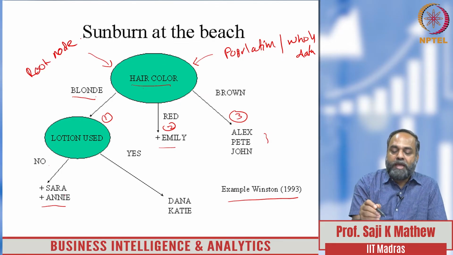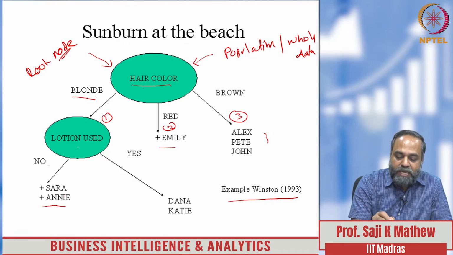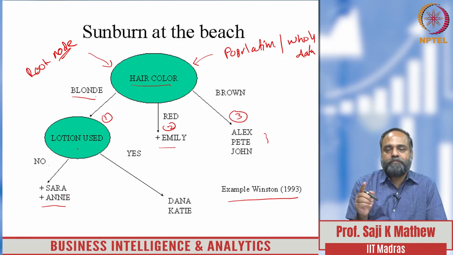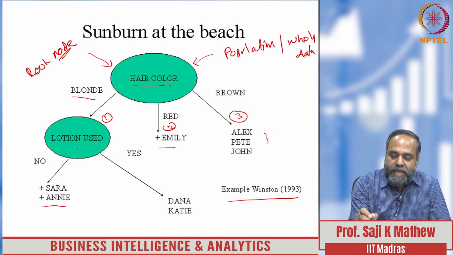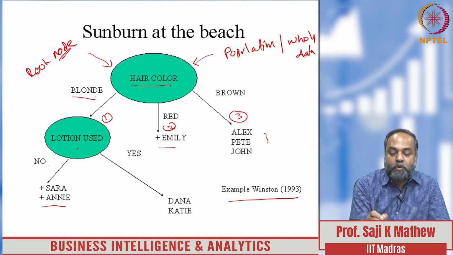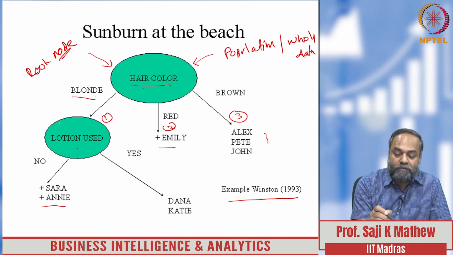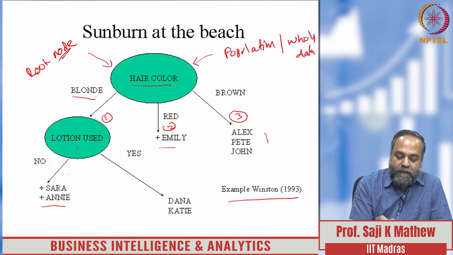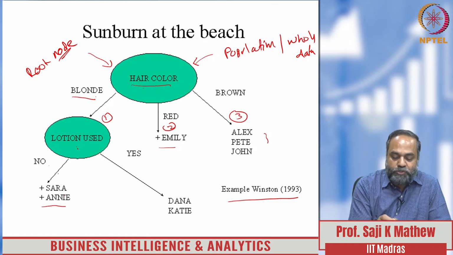This is the root node. Since we use this term node, each subgroup is a node. When a node is split based on a certain condition related to an attribute, subgroups, or children, are formed. Lotion used is the comparison here, but before that there is a group, which is formed from the parent. This group is again split into 2 based on whether lotion used is yes or no.